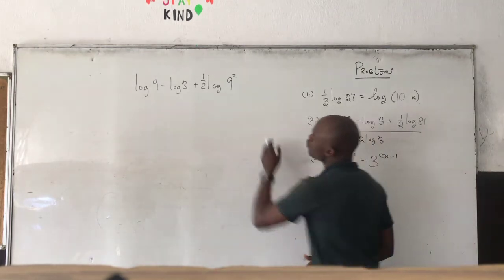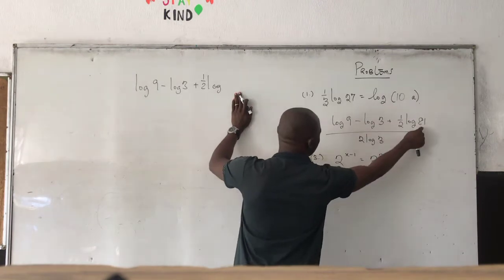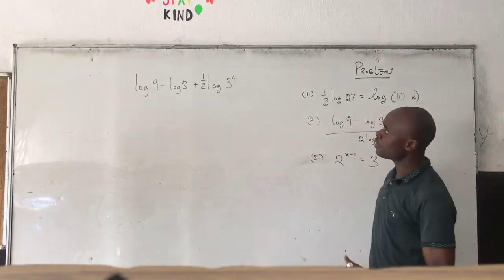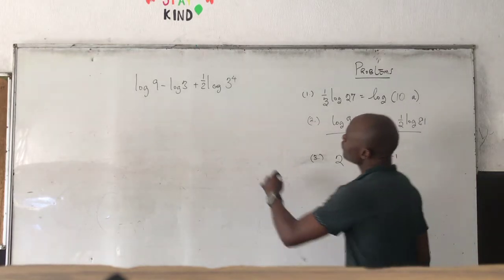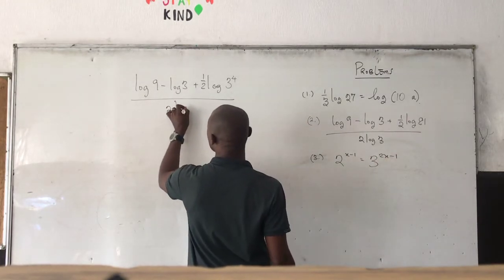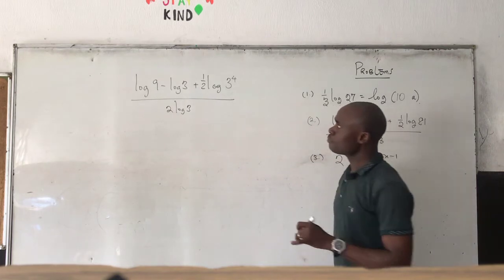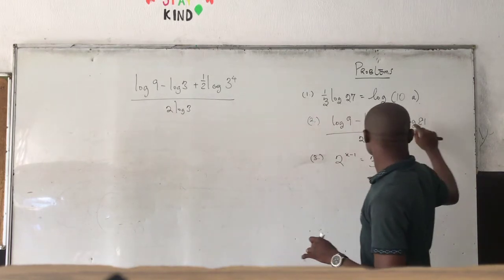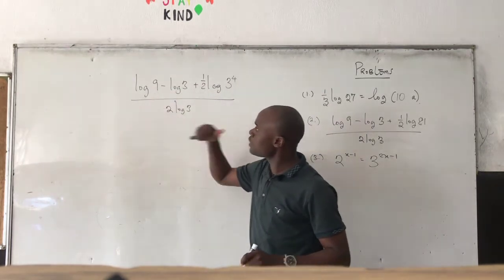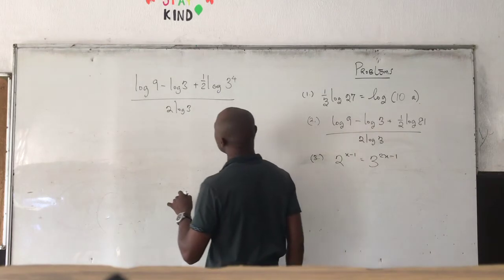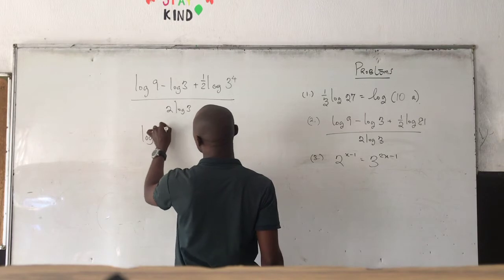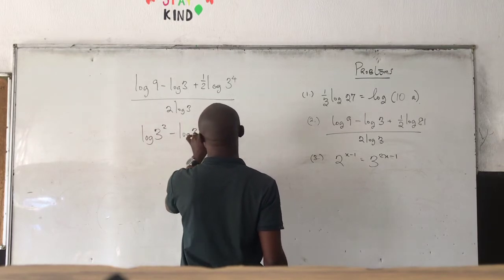But I will advise us to use 81 as 3 raised to the power of 4. From my first video, that is actually well interpreted. This can be divided by 2 log 3. So if I interpreted 81 as 3 raised to the power of 4, I can also write 9 as 3 raised to the power of 2. So let's see how we can do that. So I can have this as 3 raised to the power of 2 minus log 3.